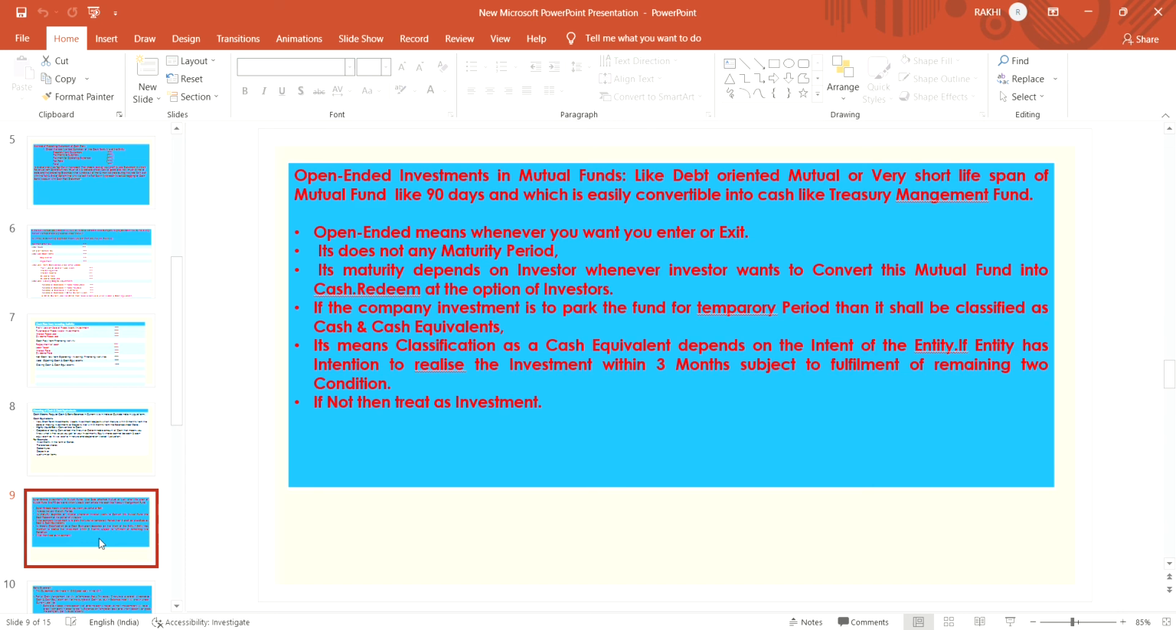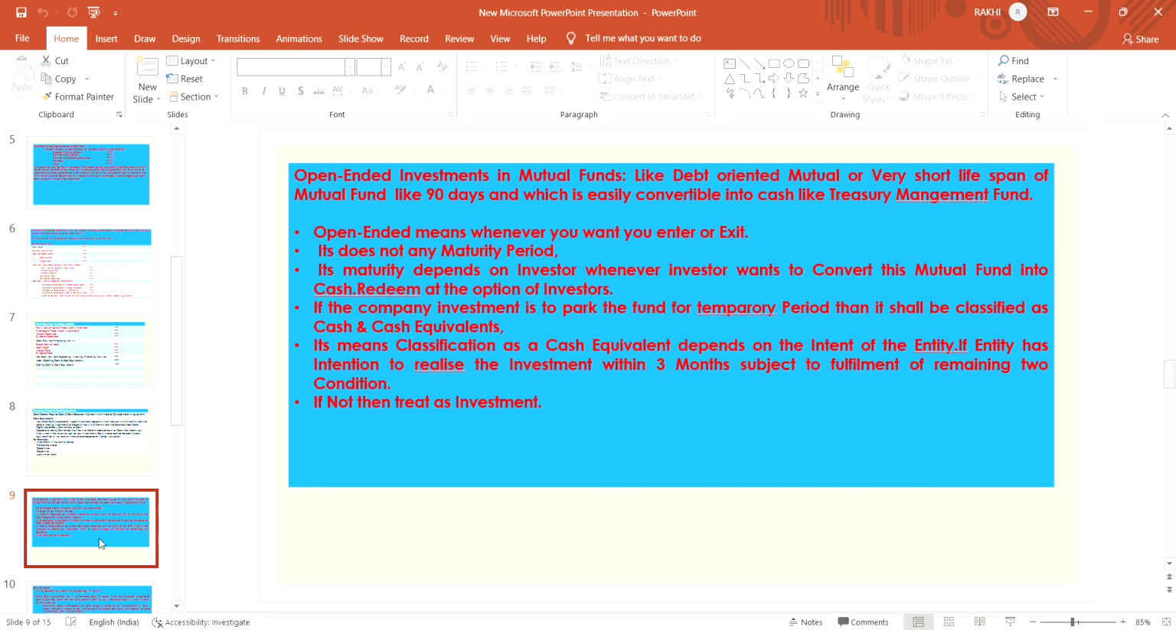Suppose the company invests, there are two types of open-ended. First, if the company wants to park its money for a temporary period, just to park its money, then that kind of investment is known as cash and cash equivalent. That is, an investment for a period less than 3 months, which is very highly liquid, and the amount is determinable, then that investment is cash and cash equivalent.